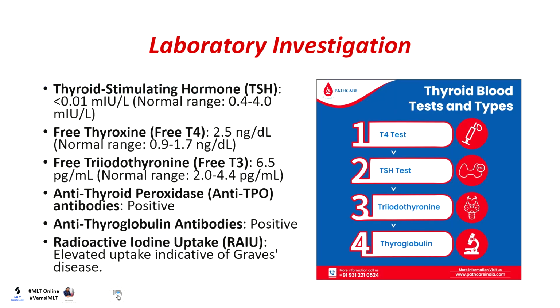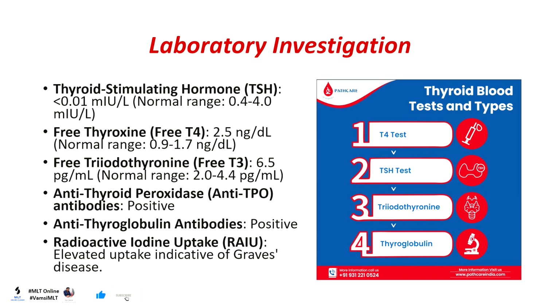Laboratory tests and results. Thyroid-stimulating hormone, TSH, less than 0.01 μU/L, normal range 0.4 to 4.0 μU/L. Free thyroxine, free T4, 2.5 ng/dL, normal range 0.9 to 1.7 ng/dL. Free triiodothyronine, free T3, 6.5 pg/mL, normal range 2.0 to 4.4 pg/mL.